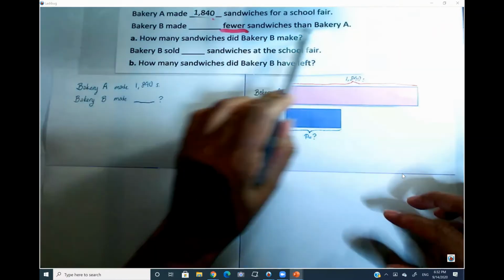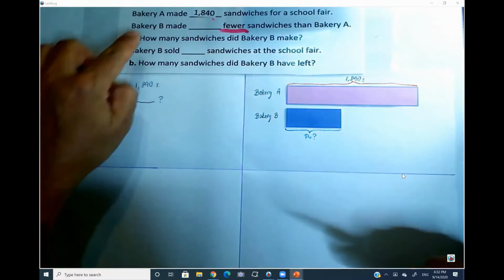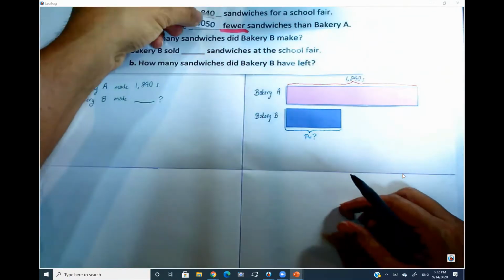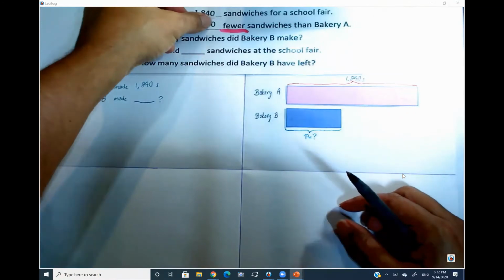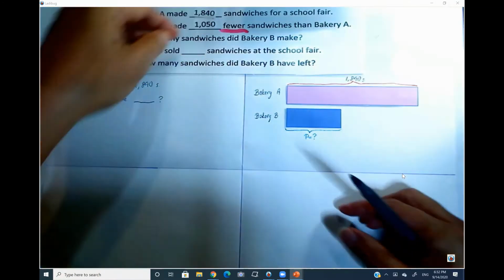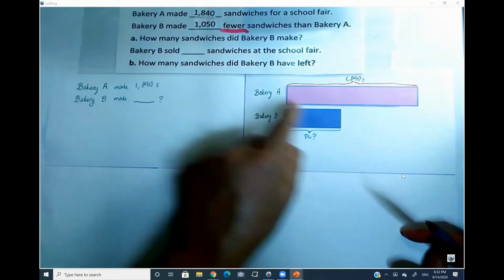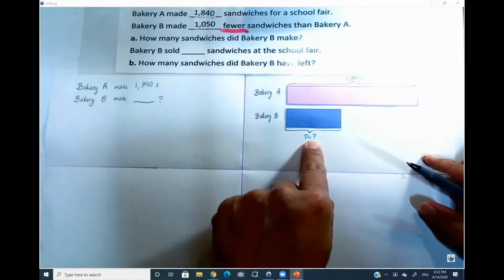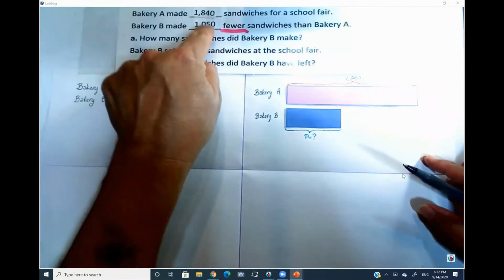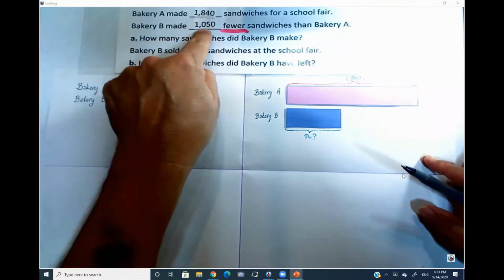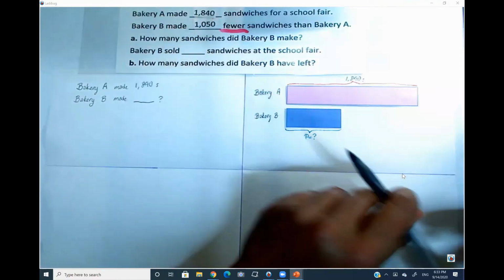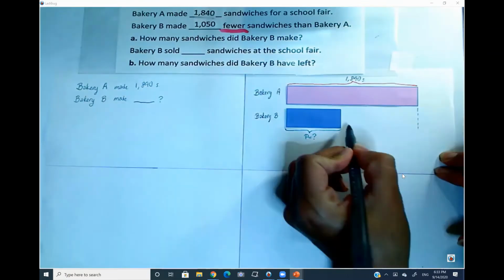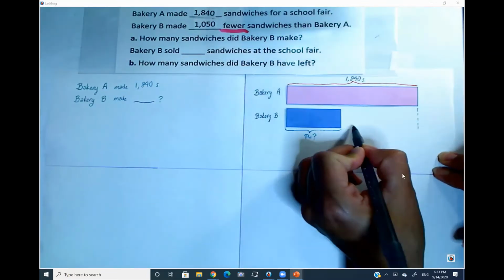Let me keep on reading again. Bakery B made 1,050 fewer sandwiches than Bakery A. Now watch out. This is not telling me how many they did. The question is how many sandwiches did Bakery B make? I don't know. But I know something. This is not the amount of sandwiches they did. This is how many less they did than the other bakery. So that means we have to find out actually this part here.